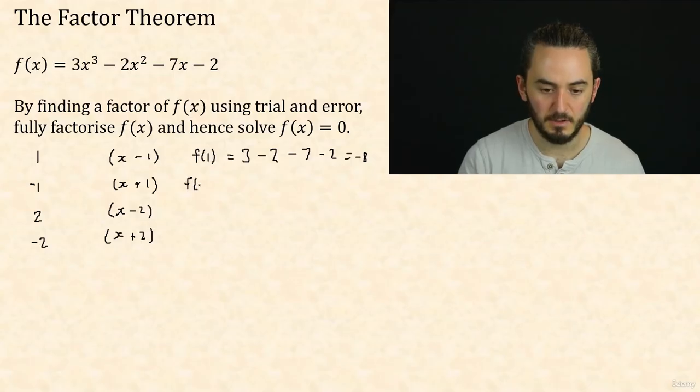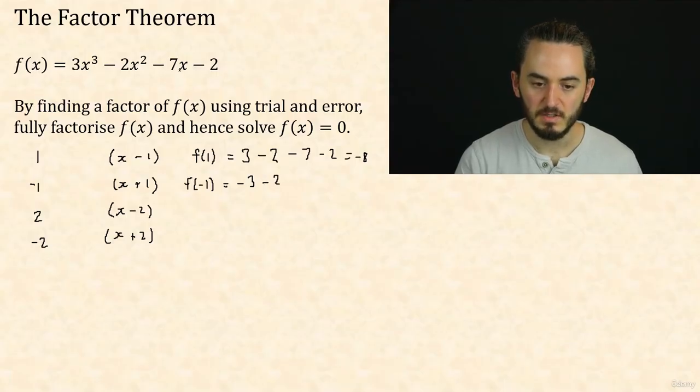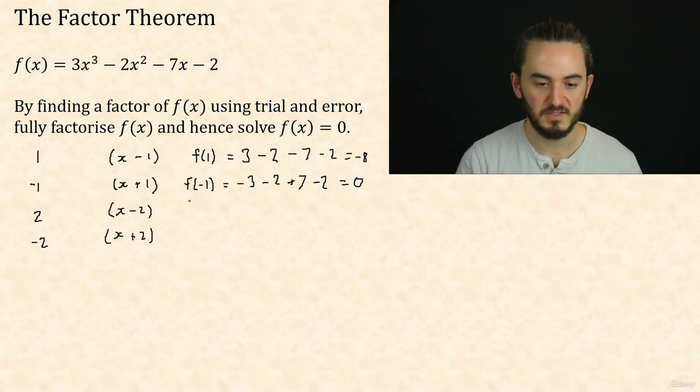Let's try f of minus 1. So 3 times negative 1 cubed. Negative 1 cubed is negative 1, so that's minus 3. Negative 1 squared is 1, so minus 2 lots of that is minus 2. Minus 7 times minus 1 is plus 7, and minus 2. Minus 3 minus 2 is minus 5, plus 7 is 2, minus 2 is 0. So there it is, we found a factor. Now we won't bother with the rest. It might turn out that one or two of these are factors later, but if we can get one of the factors, we'll be good.